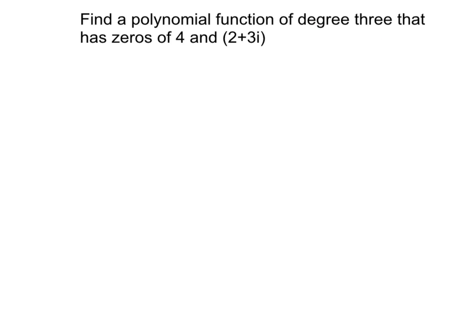Remember when we discussed in class the Fundamental Theorem of Algebra? It told us that if we have a polynomial function of degree 3, the real zeros plus the complex zeros will equal the degree. So when we add the total number of real zeros to the total number of complex zeros, we should get 3. Now notice I only gave you 4 and 2 plus 3i as our zeros. What that means is that there's one missing.